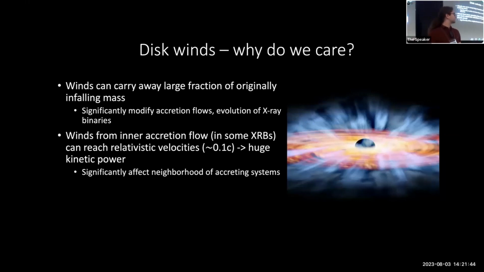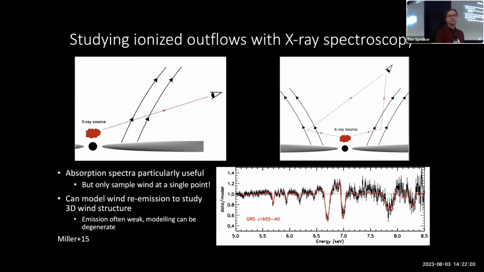And also in some systems that I'll talk about towards the end of my talk, these winds can reach relativistic velocities of dozens of percent of the speed of light. And then therefore, they carry huge kinetic powers, which, if these powers are efficiently deposited in the neighborhood of X-ray binaries, can affect them significantly.